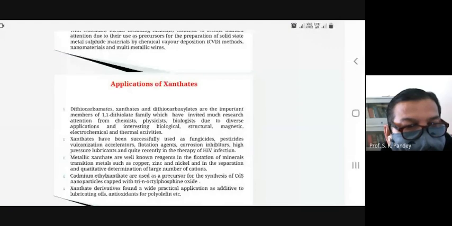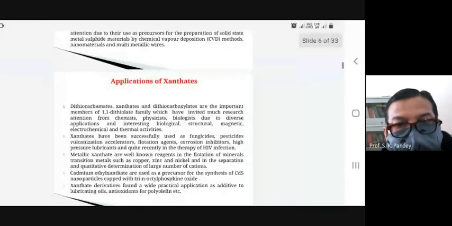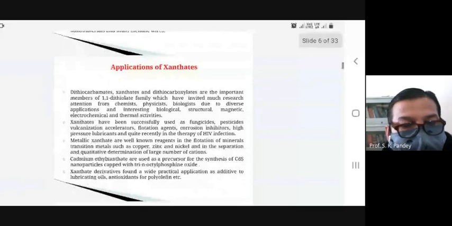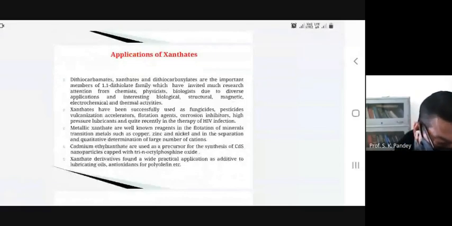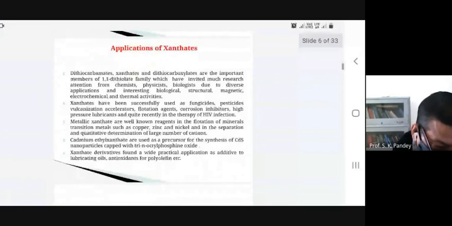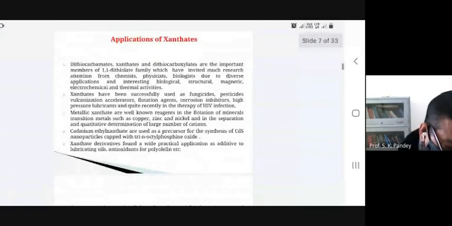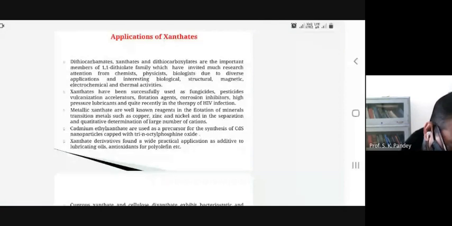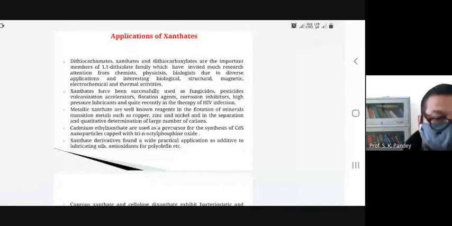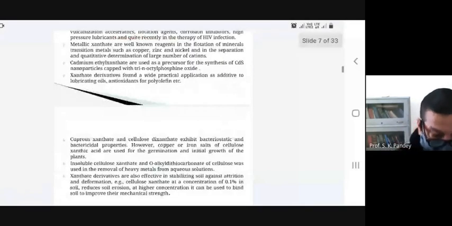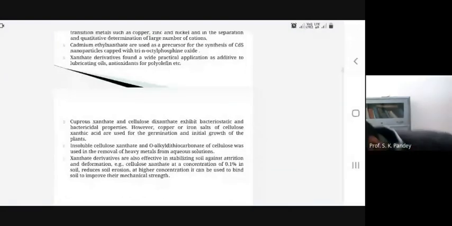Metallic xanthates are well known reagents in the flotation of minerals, transition metals such as copper and nickel, and in the separation and quantitative determination of a large number of cations. Cadmium methyl xanthates are used as precursors for the synthesis of cadmium sulfide nanoparticles capped with trioctylphosphine oxide. Xanthates have found practical application as additives to lubricating oil and antioxidants for polyolefins. They are also used effectively in stabilizing the soil against filtration and deformation.